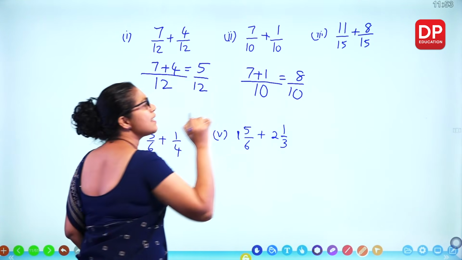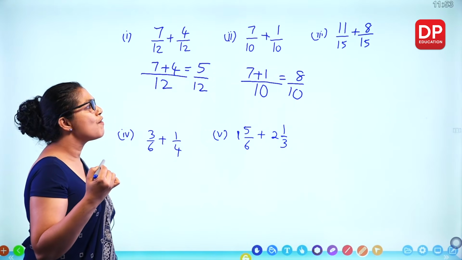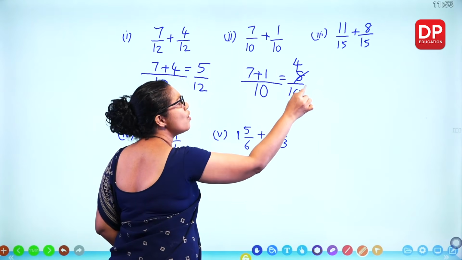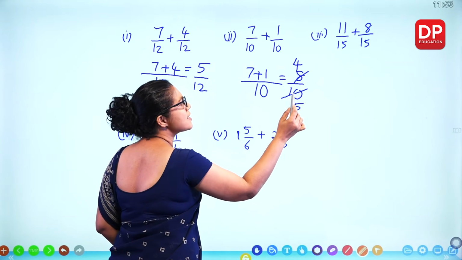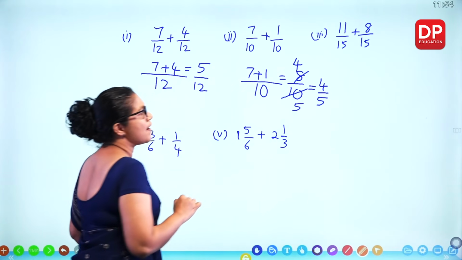Can you keep the answer like this? No, you can simplify this answer further. So we can divide this by 2. 2 times 4, 2 times 5. So what's the answer? You get 4 over 5.